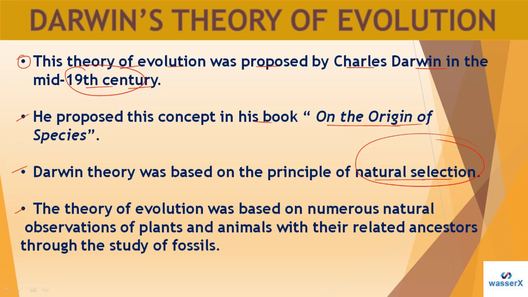The theory of evolution was based on numerous natural observations of plants and animals with their related ancestors, through the study of fossils. So how did Darwin study all these things? Darwin made numerous natural observations of plants, animals and their related ancestors. That's very important. And he also got information from the study of fossils.